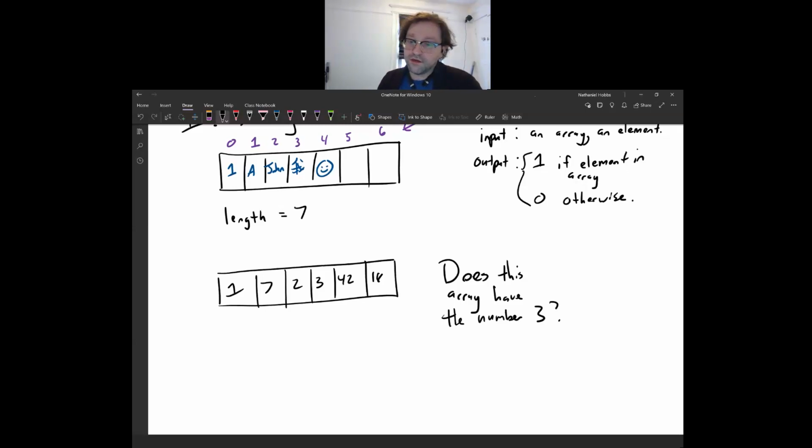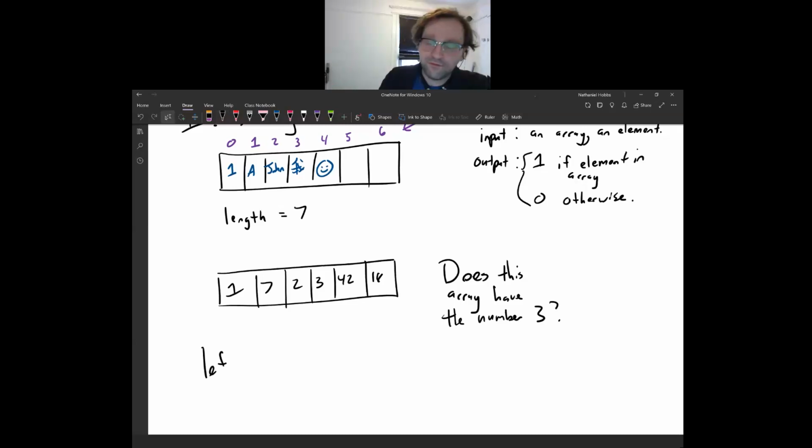So what is the most straightforward, or the dumbest, thing that an algorithm could do to look for the number 3? Left to right. Oh, I heard two people. Brian. Okay. Yeah. And Vishruti, what were you going to say?